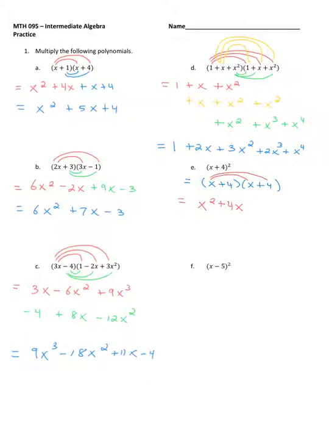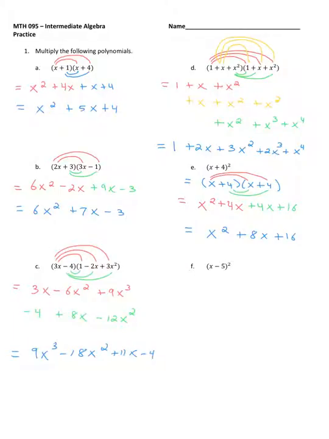Second step will be to multiply in the 4. When I do, I get a 4x and a 16. And after combining all of my like terms, there's only 1 x squared. There are 8 x's and then 16 at the very end.